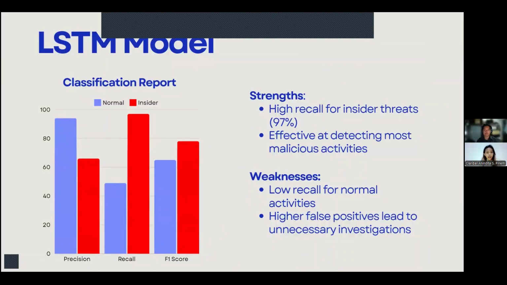And then as for the classification report, the model printed out the strengths and some weaknesses. The strength lies in the high recall for insider threats, and the weakness lies in the low recall for normal activities.